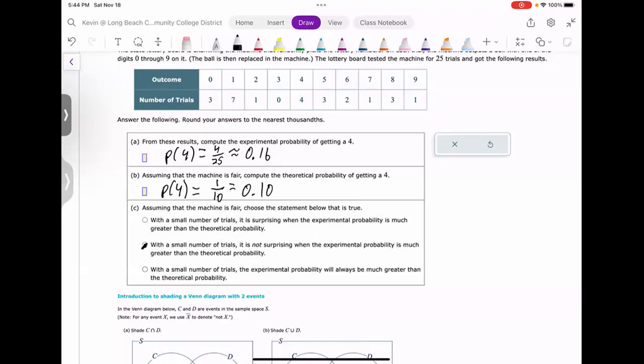And you can imagine, instead of just doing 25 of these trials, we did 125,000 of these. We're going to get a lot closer to 0.10 probably. And the last one, with a small number of balls, the experimental probability will always be much greater. That's not true. It could easily be much smaller or a little bit smaller.